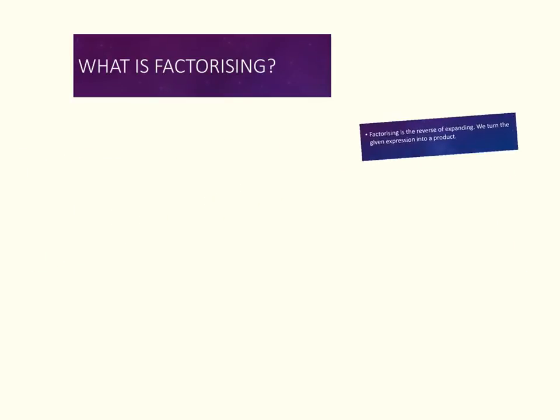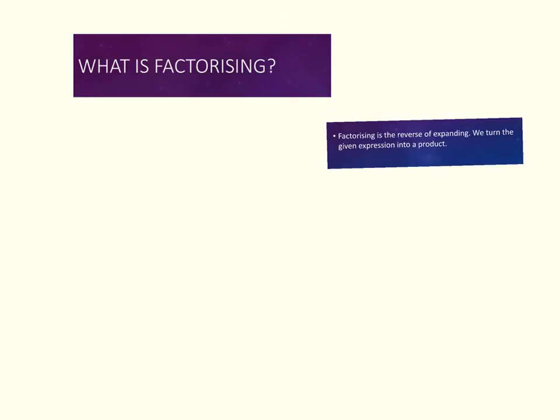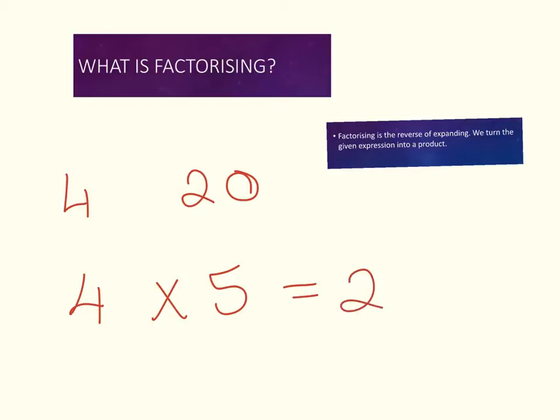Let's look at an example. For example, 4 is a factor of 20. How do I know that? Because 4 multiplied by 5 gives me 20. So 4 and 5 are factors of 20, or 4 and 5 are a factor pair.